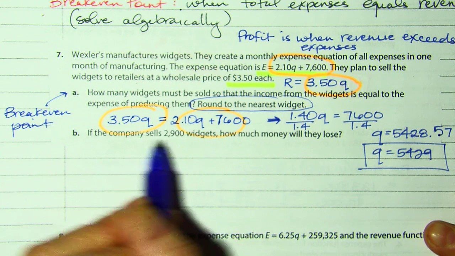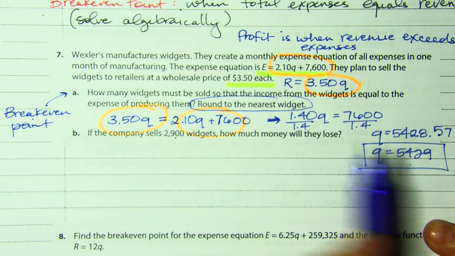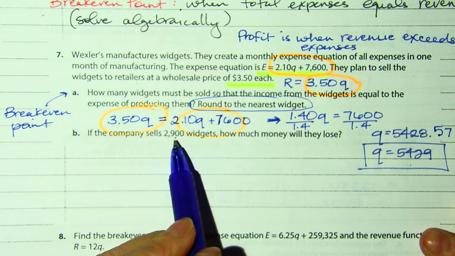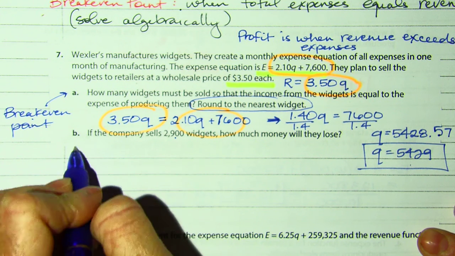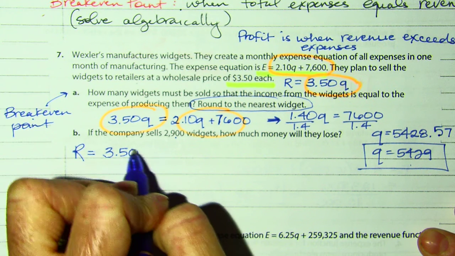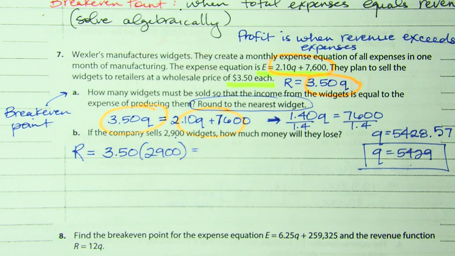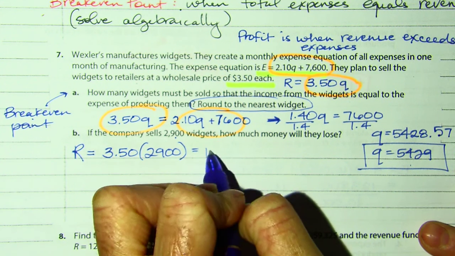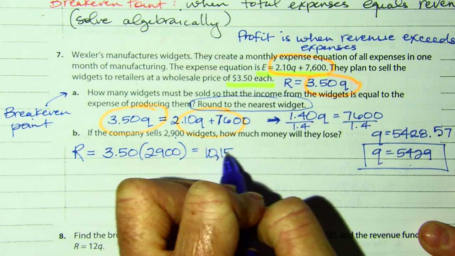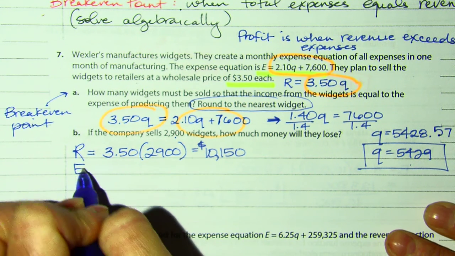If the company only sells 29, right, I need to sell 5,400 to break even. If I only sell 2,900, how much money will they lose? Well, first let's figure out the revenue. They're selling each one for $3.50. So $3.50 times 2,900 gives me a revenue of $10,150. Then we're going to calculate our expenses.